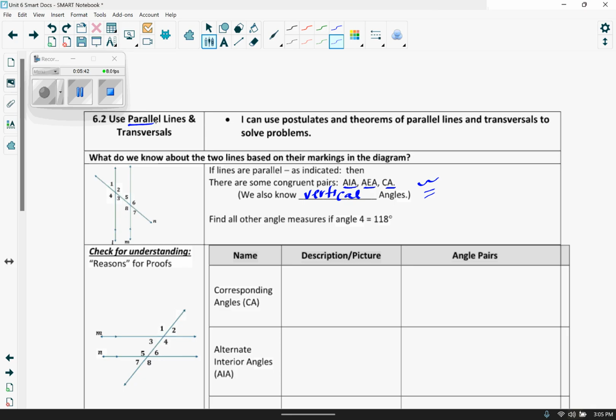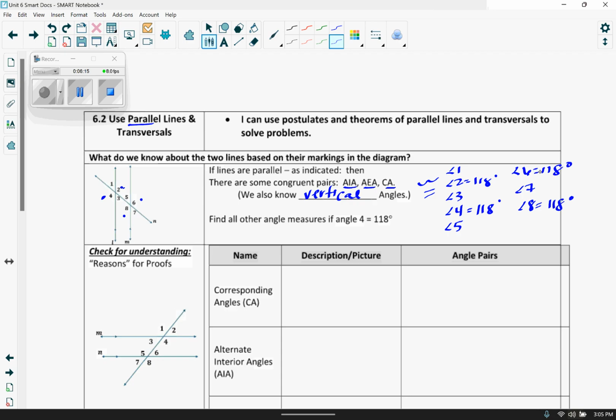So if angle 4 is 118, find all the rest of them. So angle 4 is 118. Well, if that's 118, 2 is also 118. And if 2 is 118, alternate interior, 8 is also going to be 118. And then vertical angle, 6 is also going to be 118.